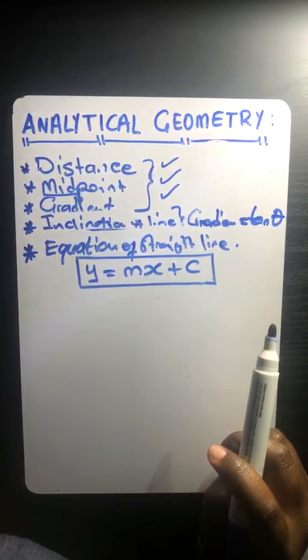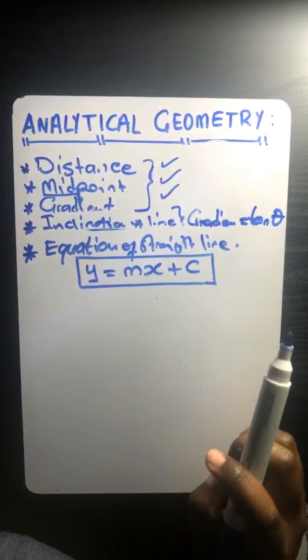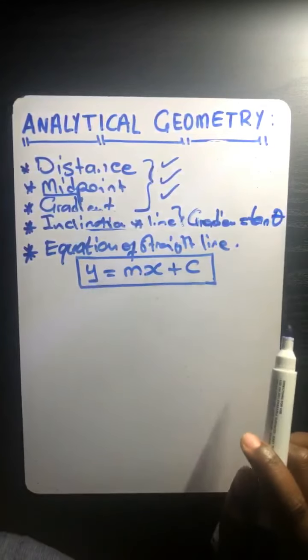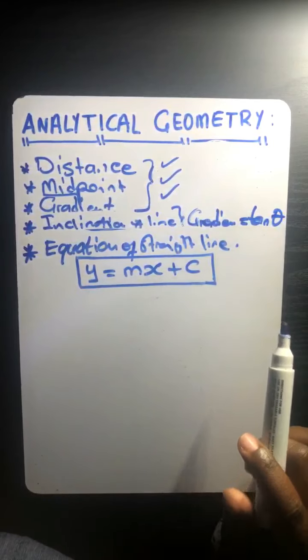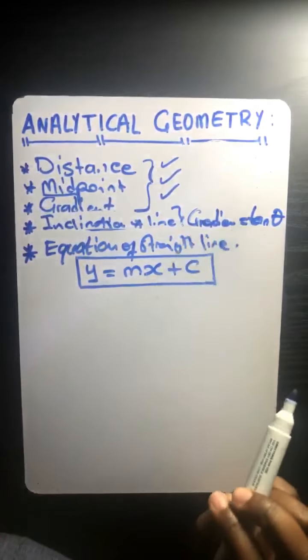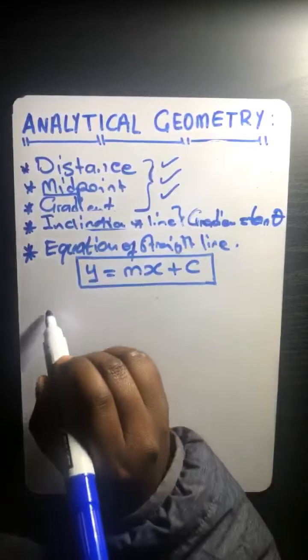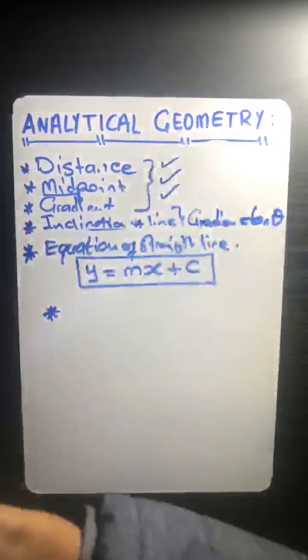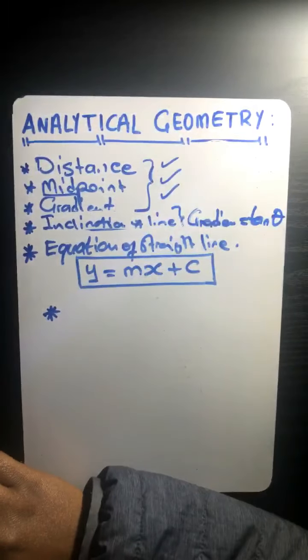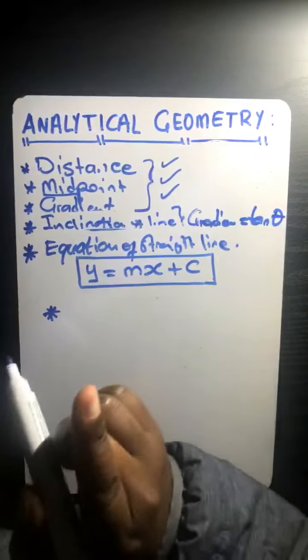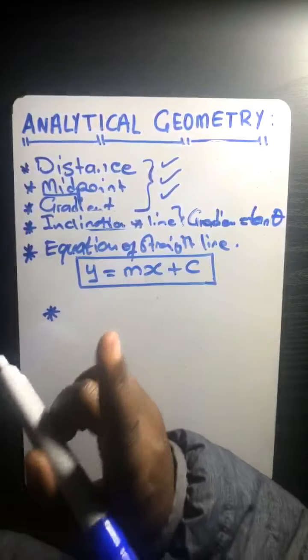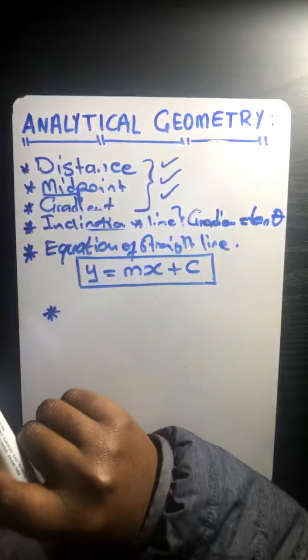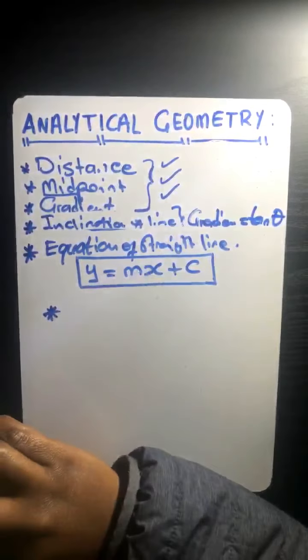So, ladies and gentlemen, obviously to determine an equation of a straight line, you need two things again. Analytical geometry is a game of two things. Whatever they might want you to determine or find, ask yourself, do I have two things?